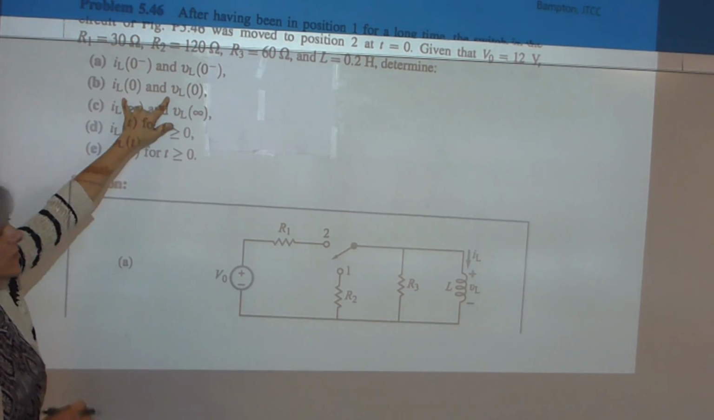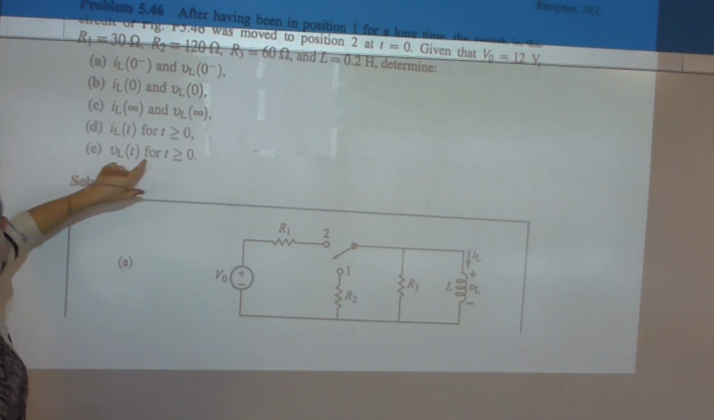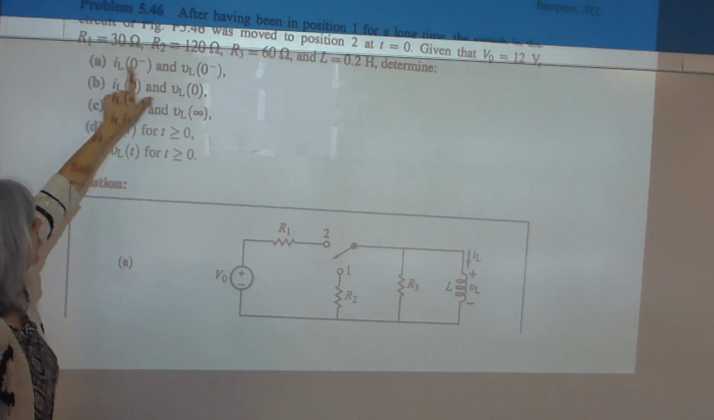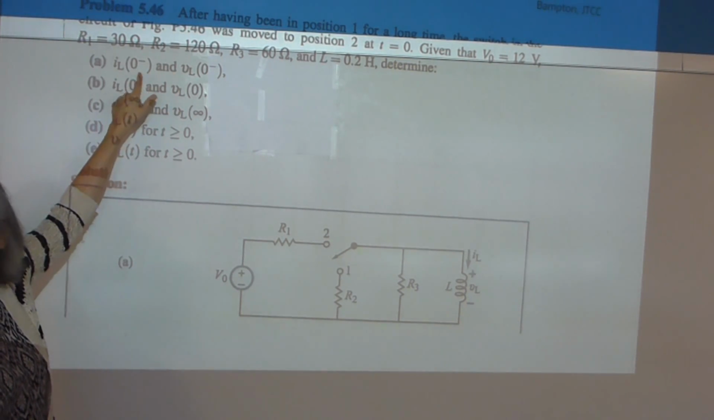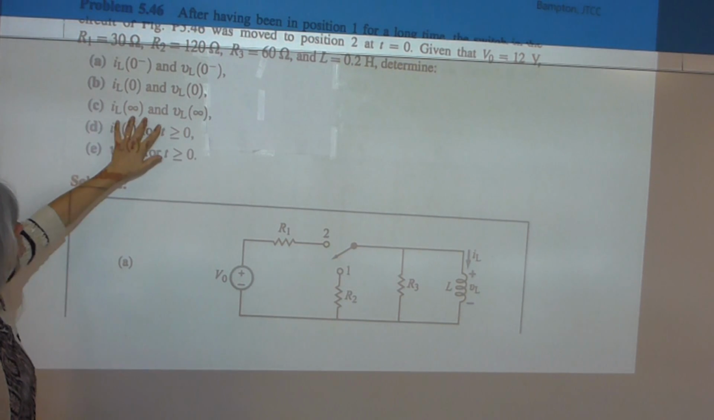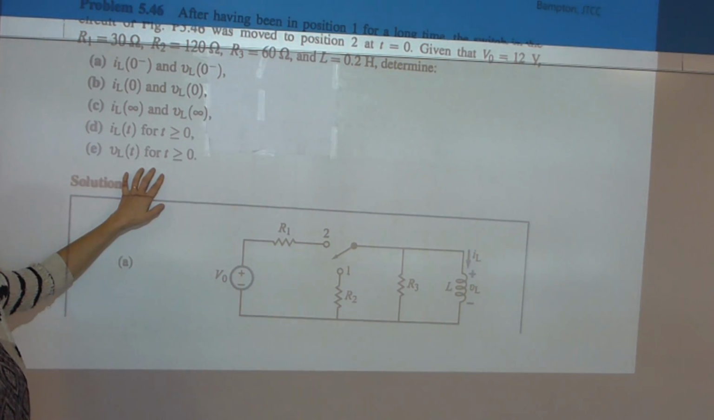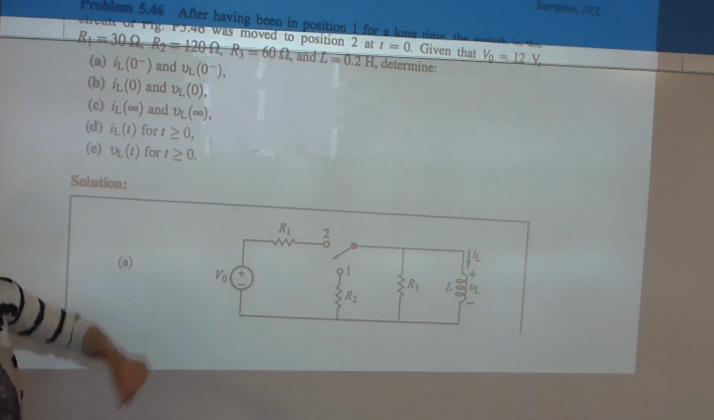And then after the switch is thrown, we want to know what those are. I'm sorry, I sub L and V sub L. We know I sub L doesn't change. That will be the same, but V sub L will be different. And then we're going to look at the final. We're going to find current first, and then we'll find voltage. Okay, so let me just write in some numbers here.